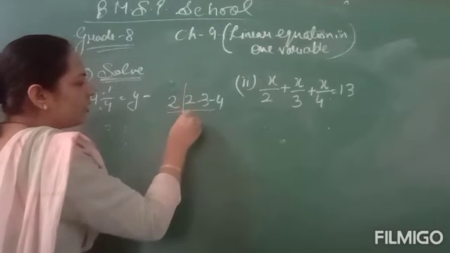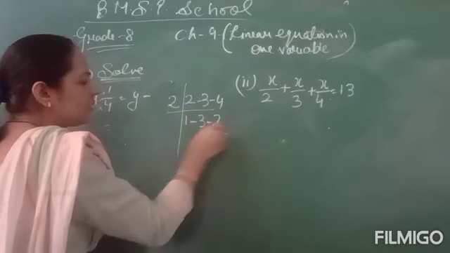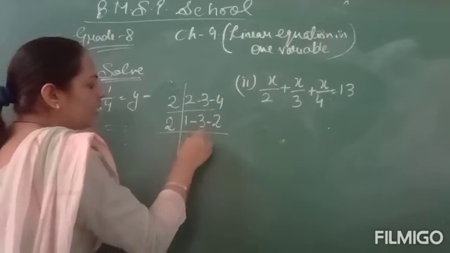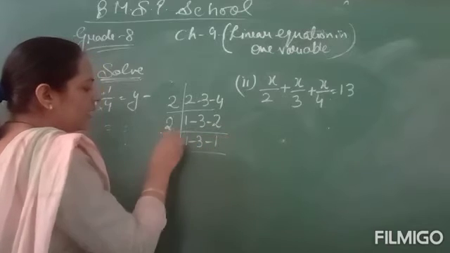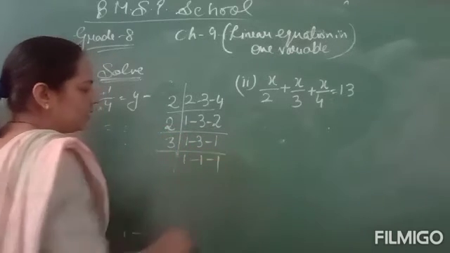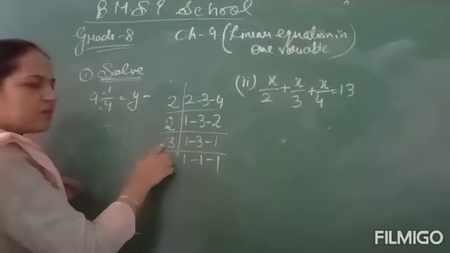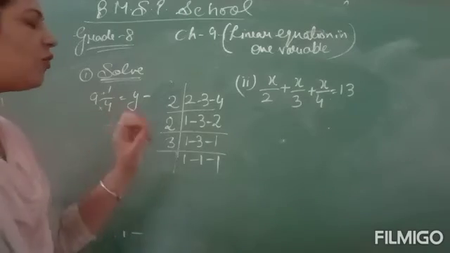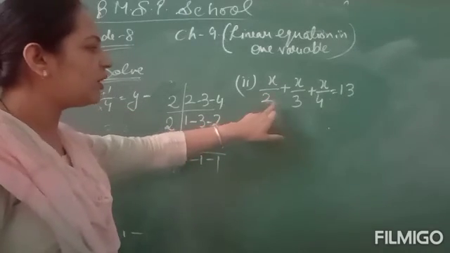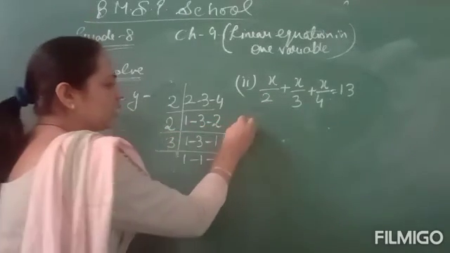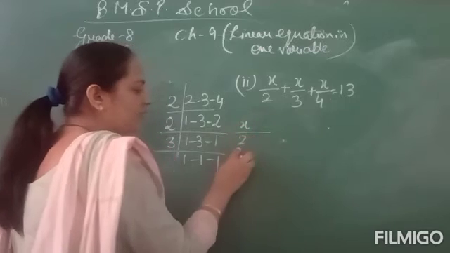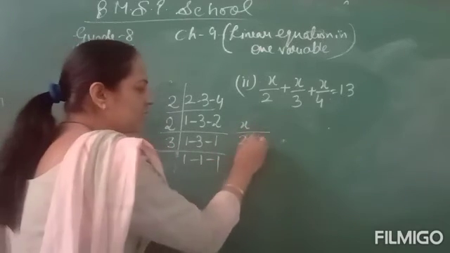Firstly go on the 2 table: 1, 3, 4 comes at 2. Again 2, 3 and 2 comes at 1. And the 3 table, there is here. So 2 2s are 4, 3s are 12. 12 is the LCM. Now what do we have to do? We want the denominator 12. I am changing x by 2. I want 12 here. On the 2 table, 12 comes at 6.